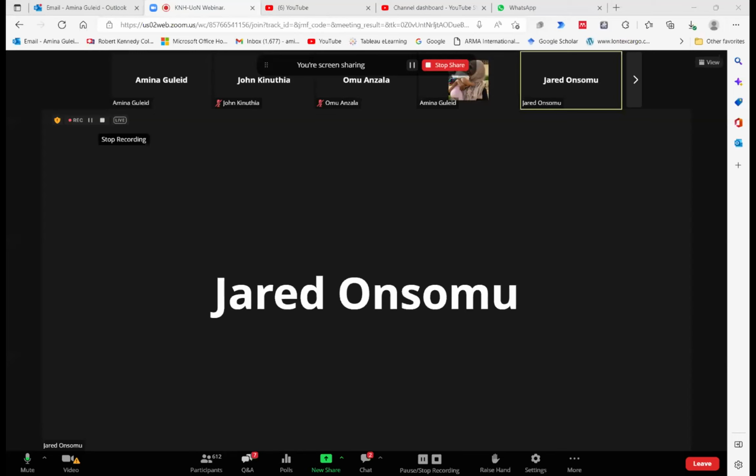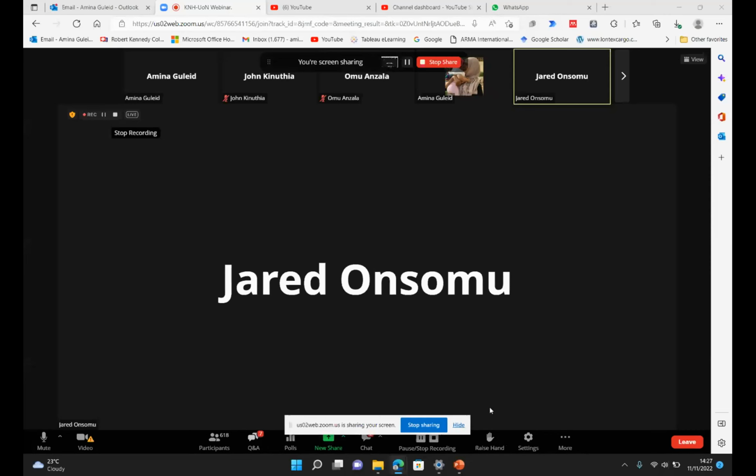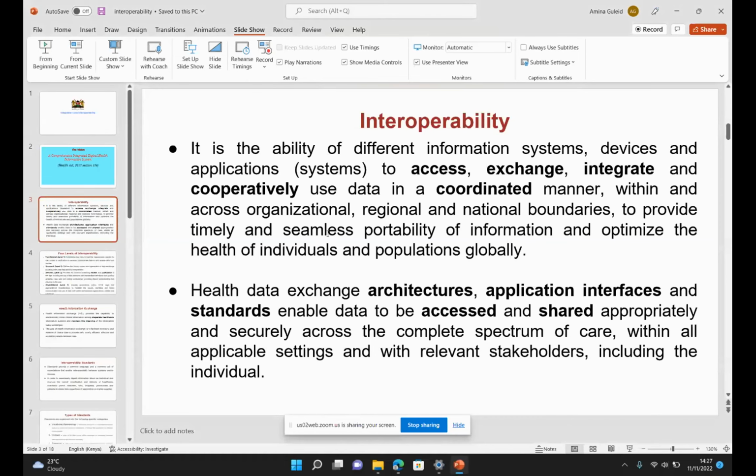But we are talking about interoperability, and we are saying, what is this interoperability that we are talking about? It is the ability of different systems, devices, and when I'm talking about devices here, we are talking about the lab instruments, any instrument that is used within the facility, and any application that is there to access, exchange, integrate, and cooperatively use this data in a coordinated manner. That is the whole idea about interoperability.